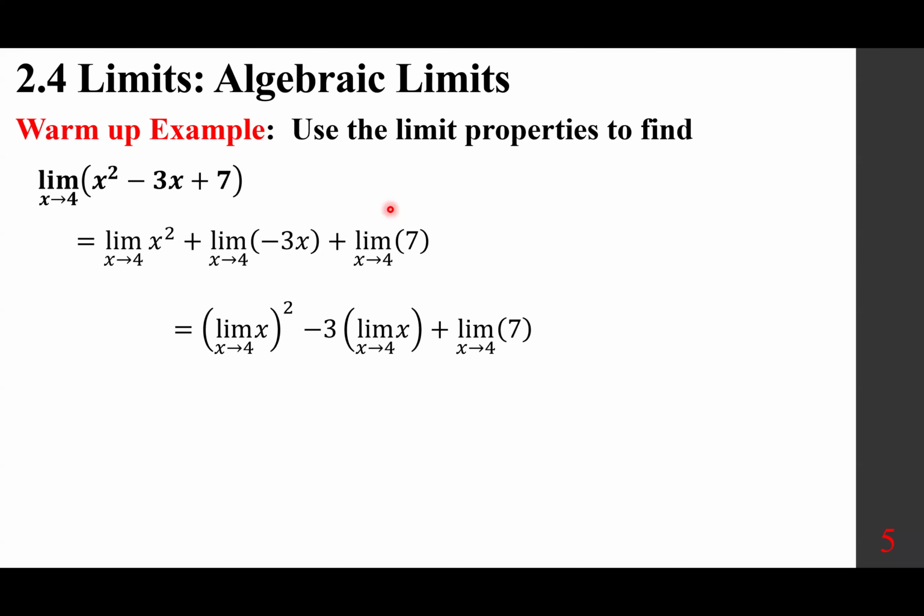So this one is limit of x as x approaches 4, quantity squared. And this is where you can replace the x with 4. When you get to this expression, you can replace it. Same thing here, and this is a constant. So we get 4 squared minus 3 times 4 plus 7, meaning 16 minus 12 is 4, plus 7 is 11.